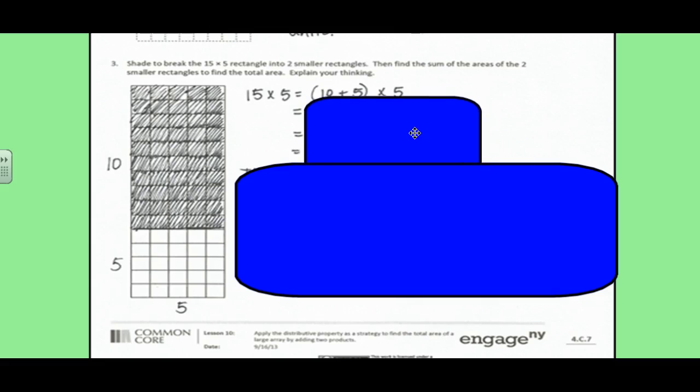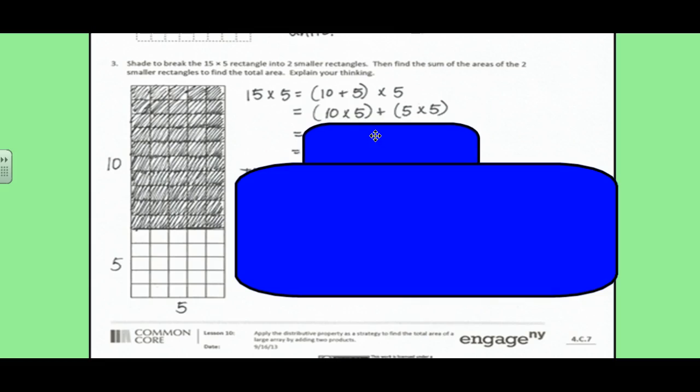Okay, so we know that with 15 times 5, we broke it up into 10 plus 5, and we're still having to multiply by 5 because the side length of this white rectangle is 5, and the side length of the shaded rectangle is still 5. So go ahead and put this on your paper to show how we're breaking apart the 15 into a 10 and a 5. And then we're going to show where we have the 2 different multiplication equations that we're going to use to solve this big rectangle to find the area.